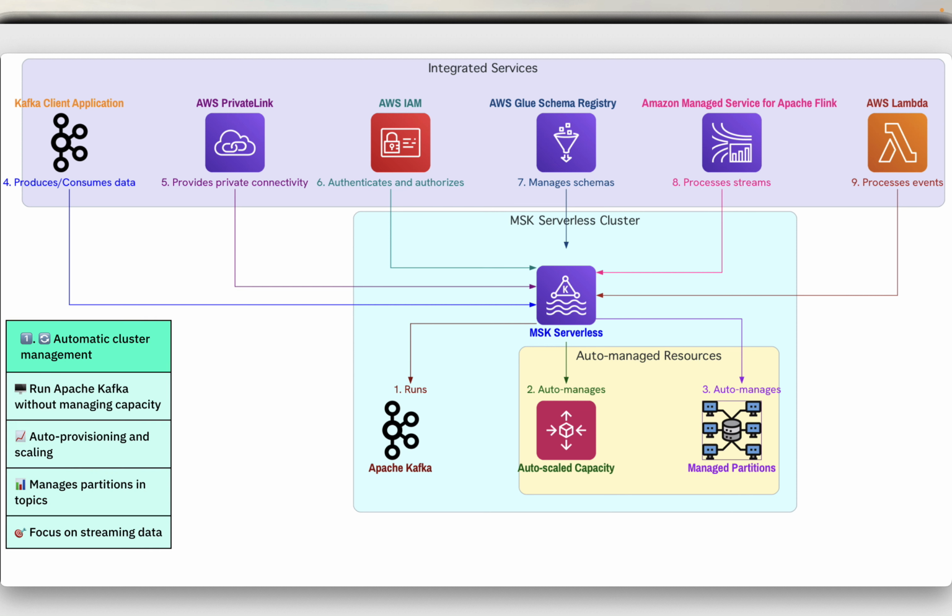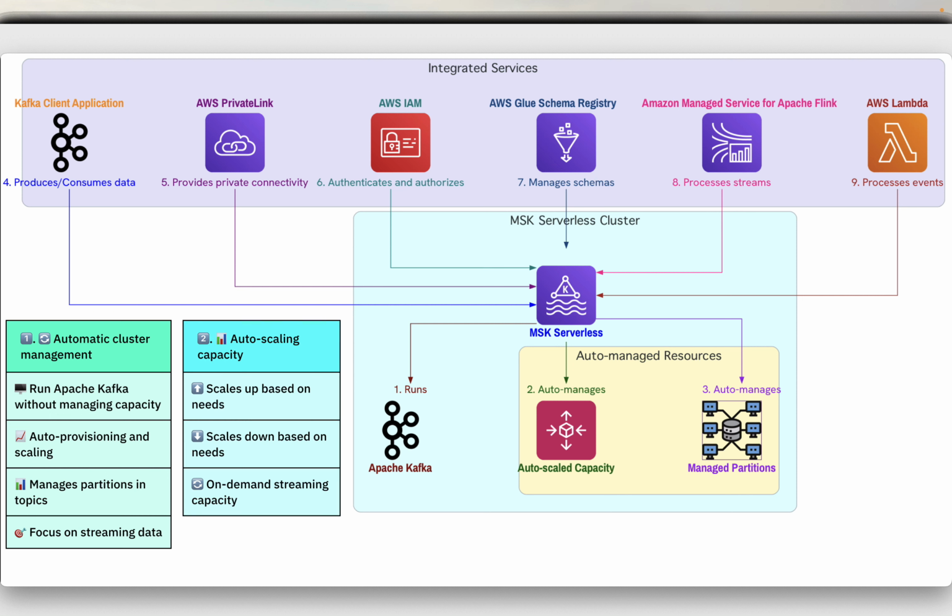MSK serverless is a cluster type for Amazon MSK that allows you to run Apache Kafka without managing or scaling cluster capacity. It handles the provisioning and scaling of capacity automatically, including managing partitions in your topics. This feature enables you to focus on streaming data without worrying about right sizing or scaling clusters. The service automatically scales capacity up and down based on your application needs. This is particularly useful for applications that require on-demand streaming capacity with automatic scaling.